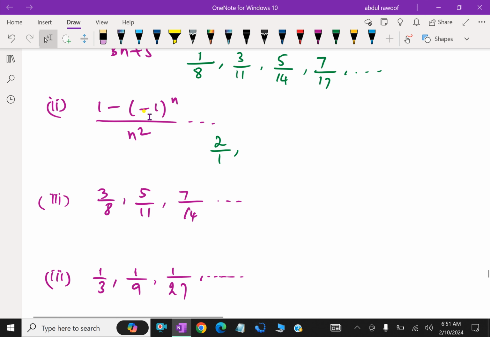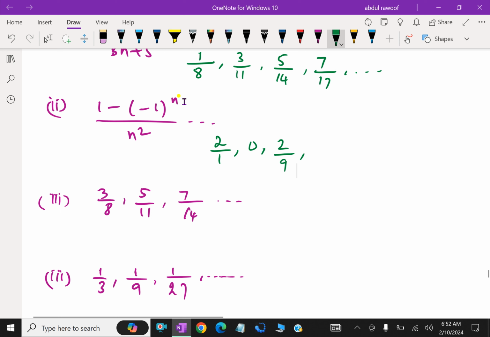If n is 2, (minus 1) power 2 is positive 1. 1 minus 1 is 0, over n squared, of course it is 0. Then the third, n is 3. (Minus 1) power 3 is minus 1. Minus 1 minus 1 is minus 2, over n squared, n is 3, that means 9.